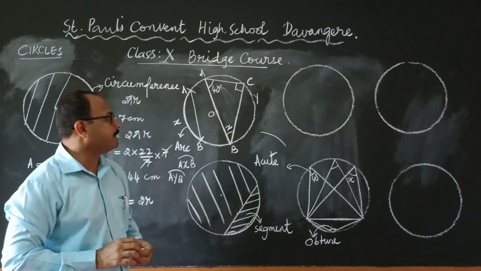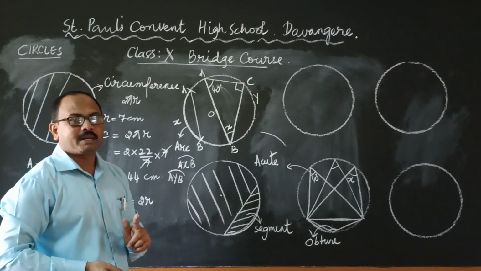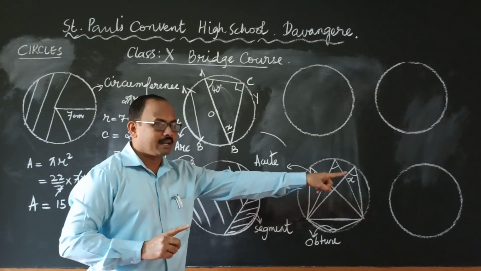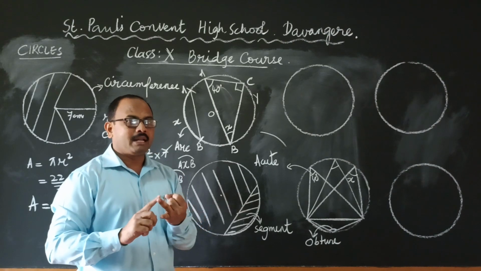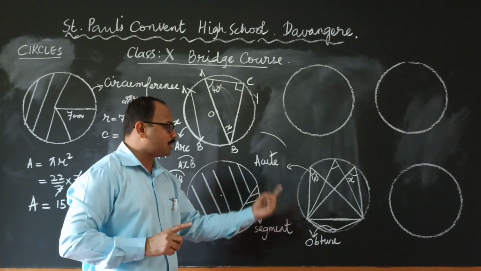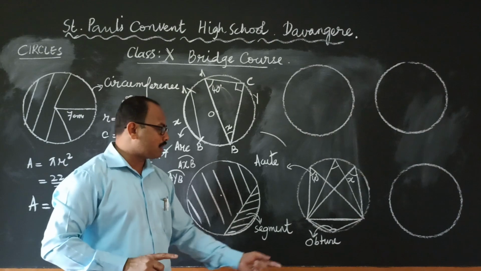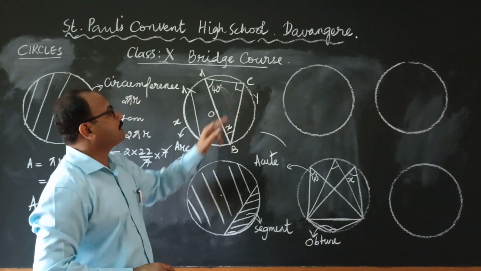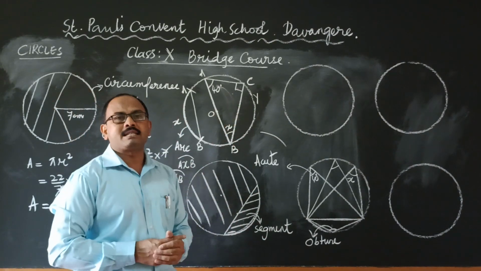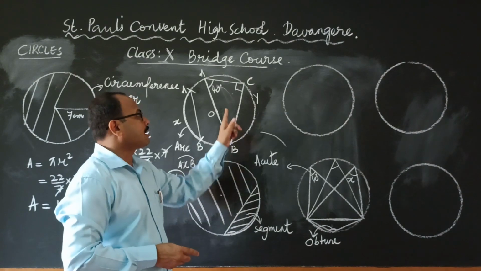Likewise, we have to calculate and say. So, the first property: angles in the same segment are equal. Second one: angles in the major segment are acute. Angles in the minor segment are obtuse. The fourth one: angles in the semicircle are right angles.